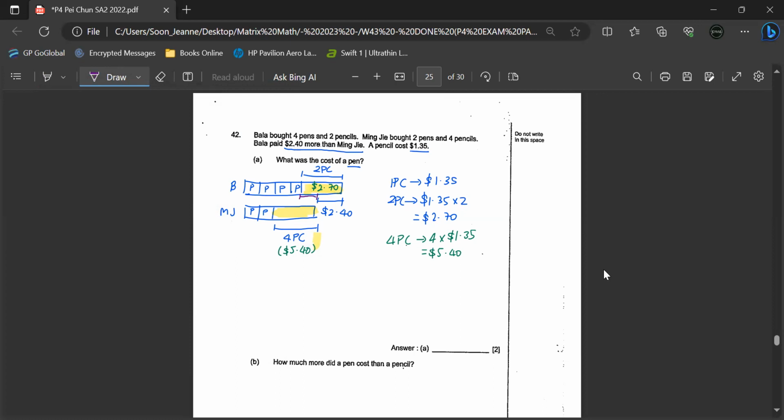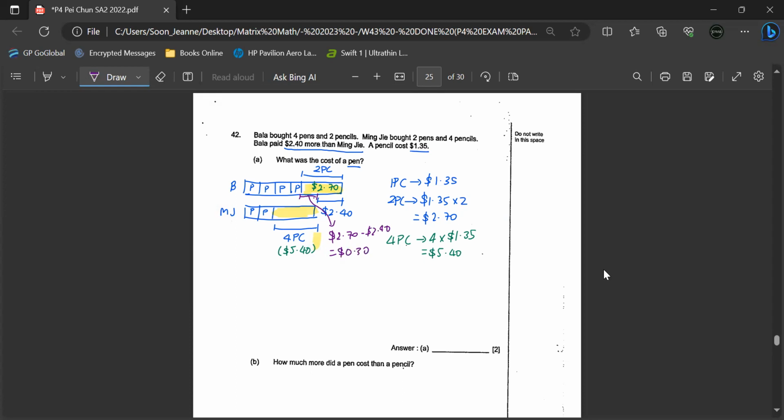Okay, so how do we find this little part? It would be 540 minus 270, sorry, not 540. So I see one. This is 270. So we find this one, right? We take 270. This little part is actually $2.70 minus $2.40, which is 30 cents.